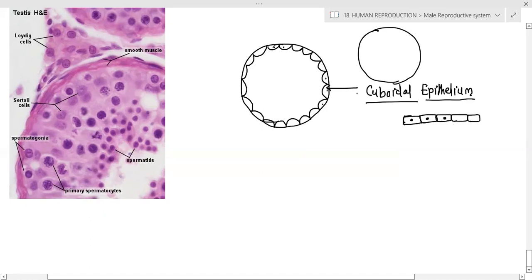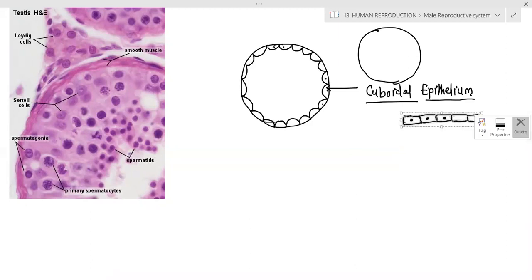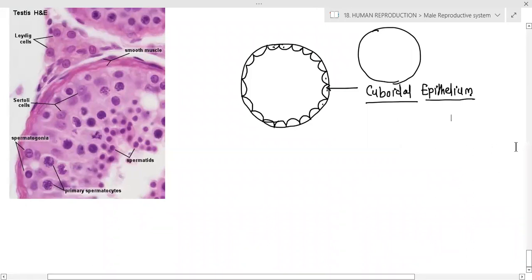But these are a little special. See, cuboidal epithelium we have in the kidney also. Cuboidal epithelium we have in many locations in our body. But this particular cuboidal epithelium, which is located inside the seminiferous tubule, is a little different than any other type of cells in our body. It is basically a germinal epithelium. We need to talk about germinal epithelium a little more.